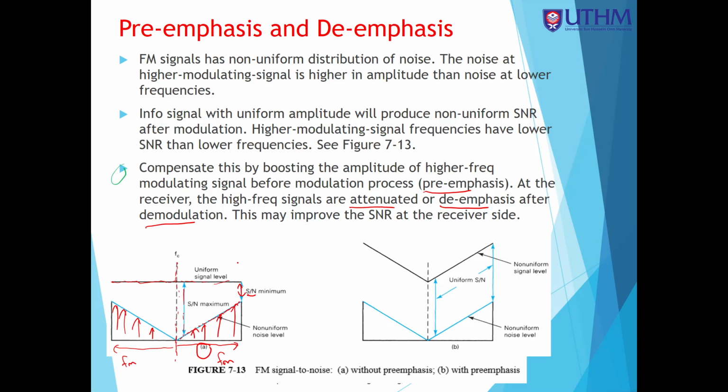Okay, so this is not good for the output signal, because what we want is the SNR to be as high as possible. So what can we do actually? What we need to do is increase the input signal level when we use a higher value of modulating frequency.